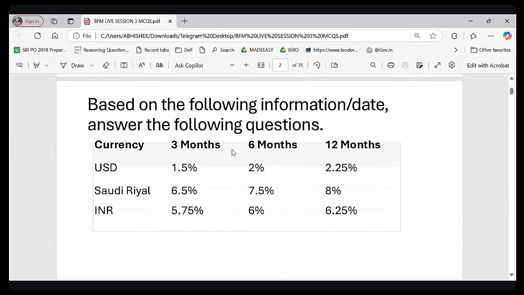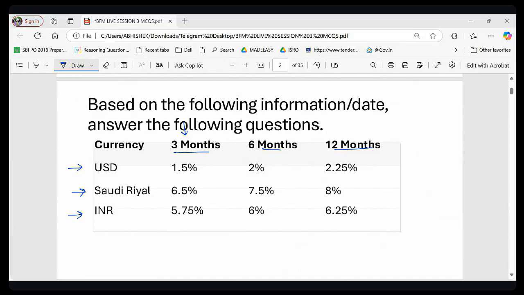Let me tell you what it is all about. In this table, on the row side you will see the currencies like US dollar, Saudi Riyal, INR, and these are the time periods: 3 months, 6 months, 12 months, and the interest rate has been given. For USD 3 month, it is 1.5%. For USD 6 month, 2%. For USD 12 month, 2.25%. Similarly, for Saudi Riyal 3 rates have been given, and similarly for INR 3 rates. I request you to take a screenshot of it because you will require it during the calculation, right?